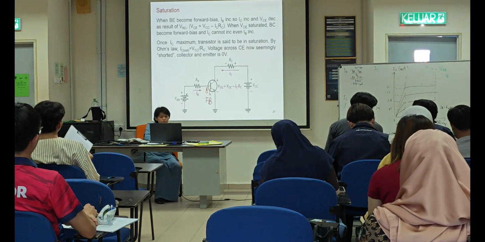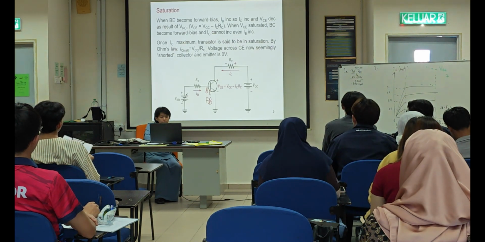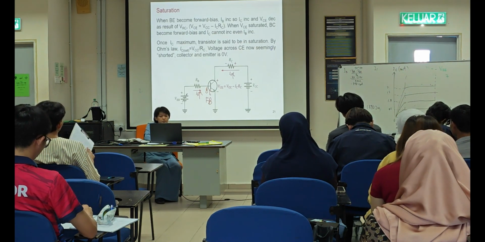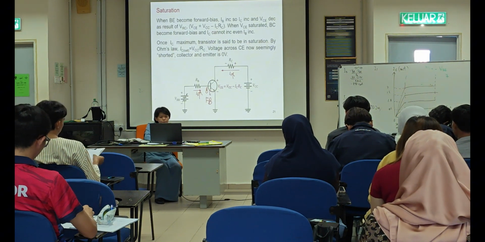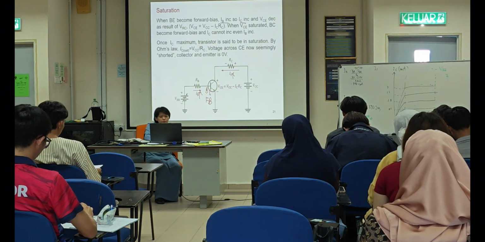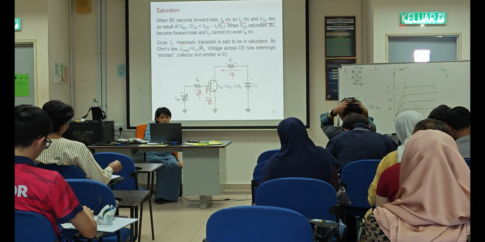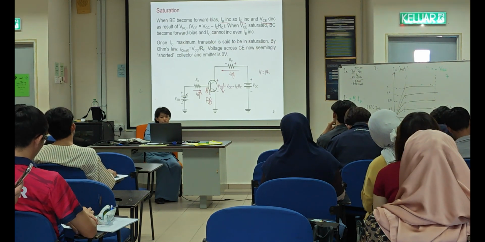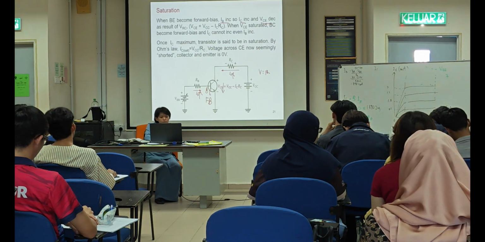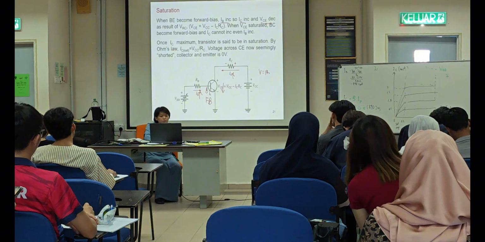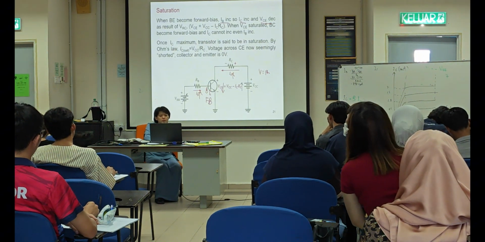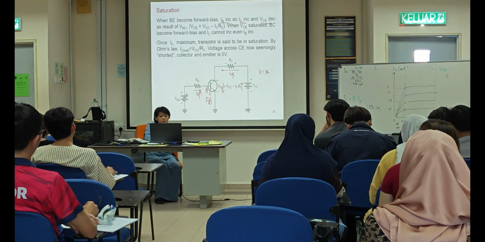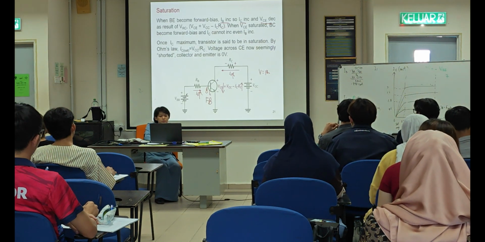Saturation will happen when the base emitter becomes forward biased. At this point your current IB will increase, and your IC also will increase. IB and IC increase, your VCE is decreased, because V equals IR. When IC increases, the voltage across the resistor also increases. VCC is fixed, so you minus the increased resistor voltage and your VCE will be decreased.